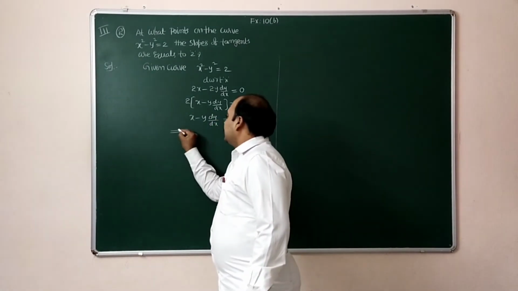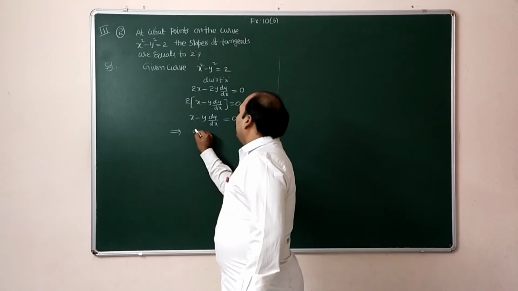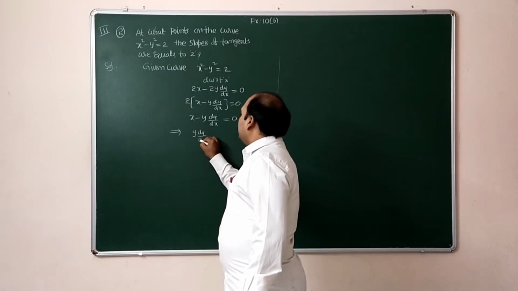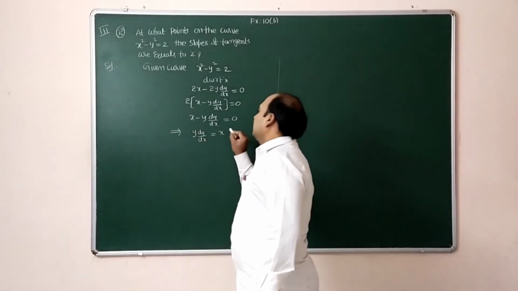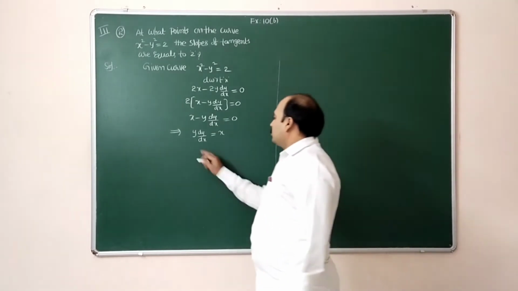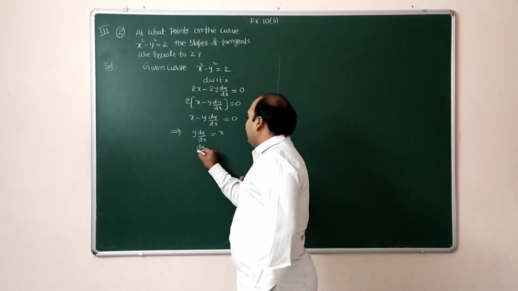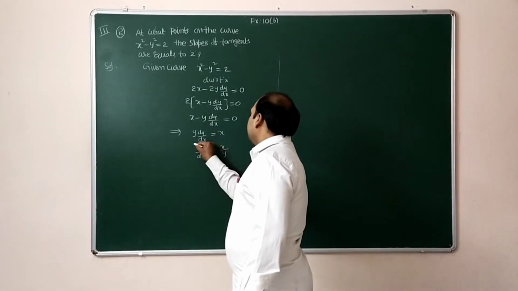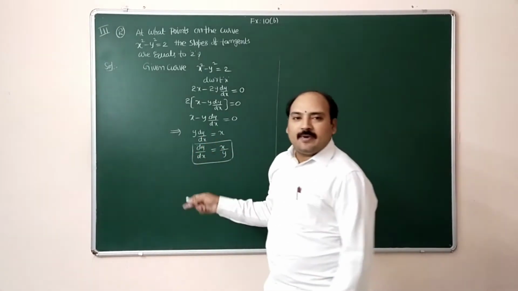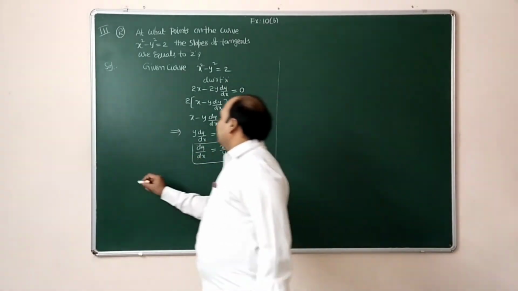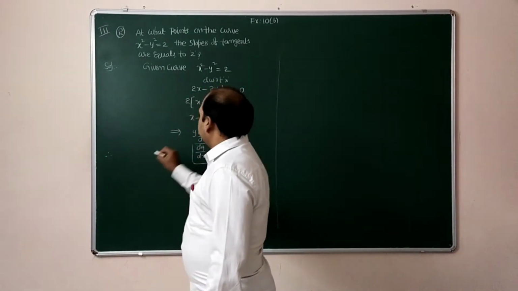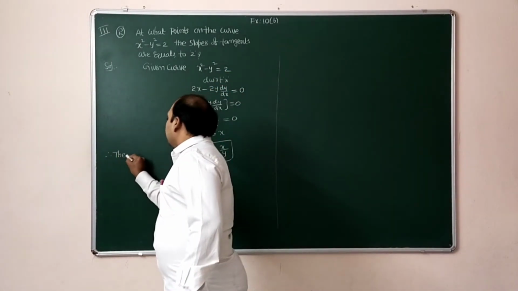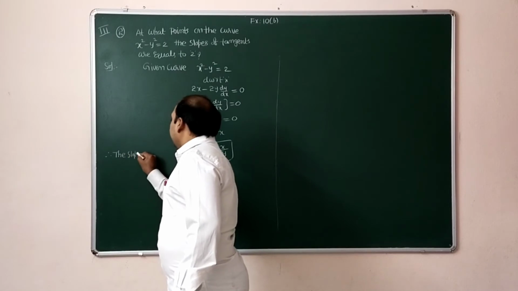So from that, y dy by dx equal to x. So dy by dx is equal to x by y. Dy by dx means what? Slope of the curve or slope of the tangent.